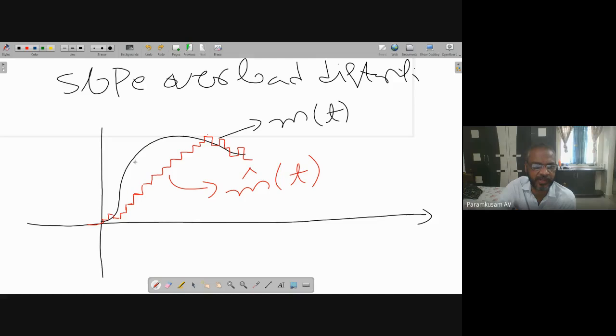m of t బాగా స్పీడ్ గా చేంజ్ అవుతుంది అనుకోండి. స్పీడ్ గా చేంజ్ అవుతుంటే ఇక్కడ m cap of t చాలా సార్లు స్టెప్ ఇన్పుట్ అలా ఇంక్రీజ్ అవుతూనే ఉన్నది, ఇంక్రీజ్ అయ్యి ఇక్కడ క్యాచ్ చేసింది. మరి ఈ పార్ట్ అంతా మీకు ఎర్రర్ వచ్చినట్టే కదా. ఓకే, this is called slope overload distortion. This is called slope overload distortion.